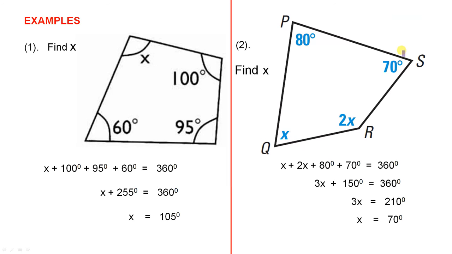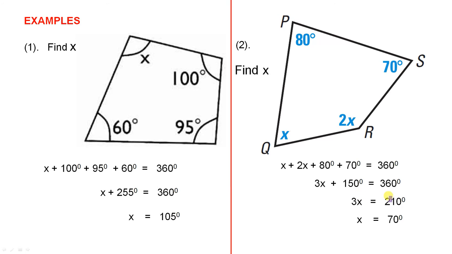For example 2, this is a little bit different. We still have to find x, so here we have x and 2x. But when we find x, we can also find that value there. So using the same rule, we add the four angles together, and there they are, and that gives us 360 degrees. x plus 2x is 3x. 80 plus 70 is 150 degrees. So 3x plus 150 degrees gives us 360 degrees.